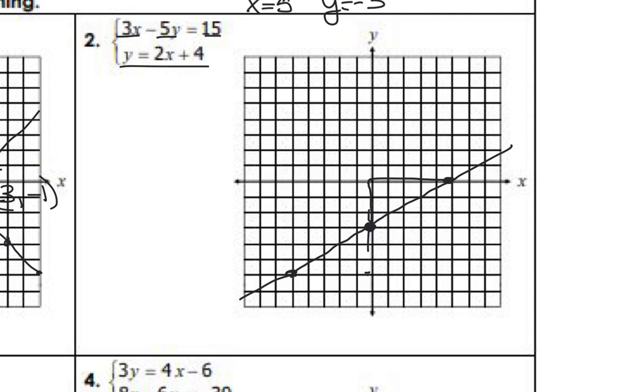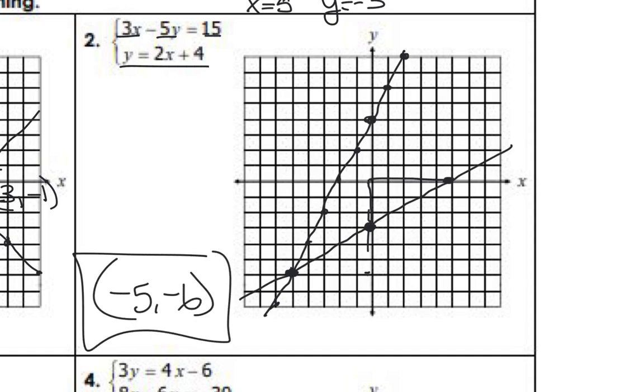Here, y equals 2x plus 4, so we go to 4. My slope is 2, up 2 to the right 1, or do the opposite, down 2 to the left 1. Keep going. So we see where they're intersecting, here at -5, -6. So that's going to be our solution.